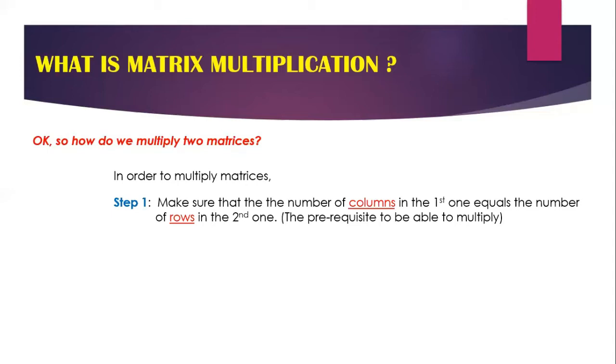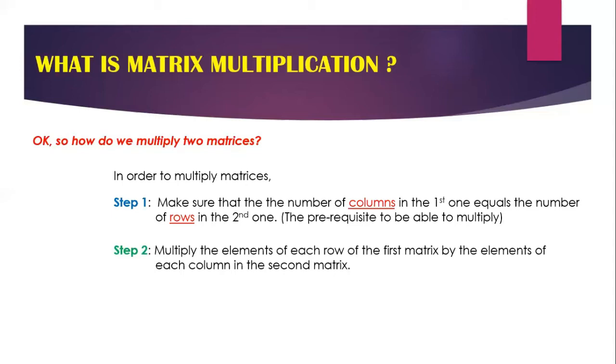Now we go to step two. Multiply the elements of each row of the first matrix by the elements of each column in the second matrix. I mentioned this one, row times column. And step 3, add the products. Is it clear to you, everyone? Okay, so to make sure this matter is clear to you, we go to the next explanation.